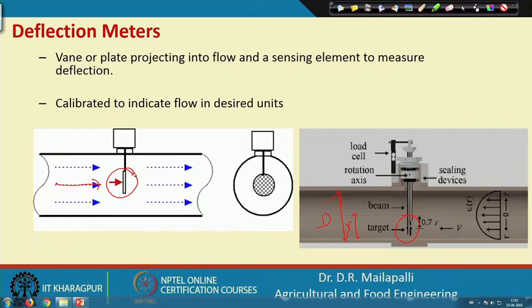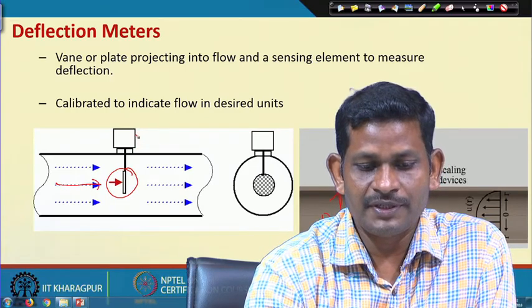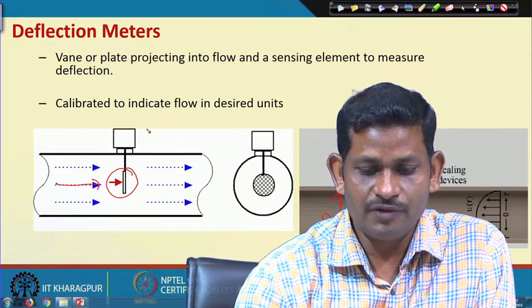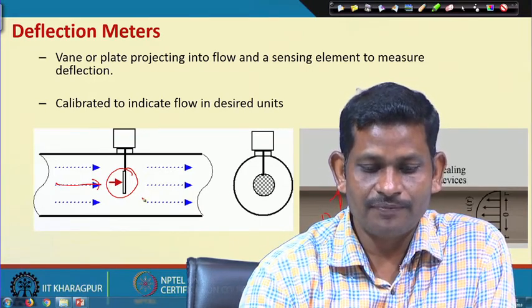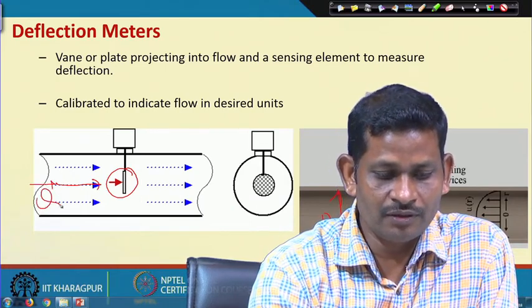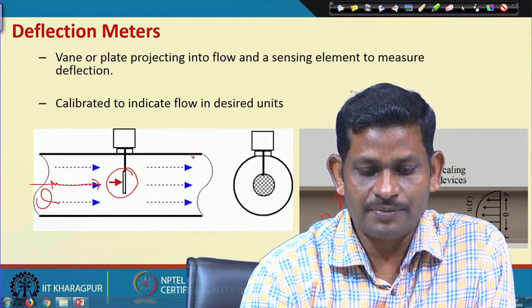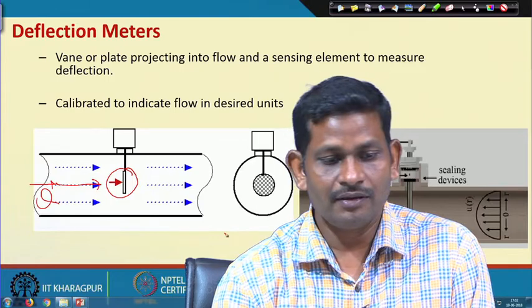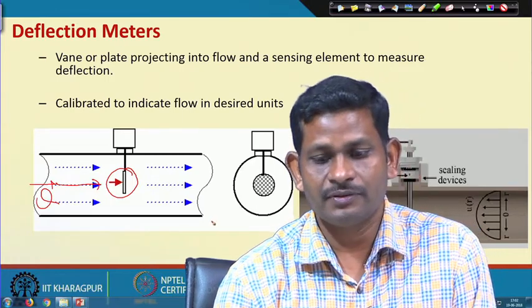So, more flow is going to deflect more compared to less flow. So, the deflection is basically captured in a voltage form. Okay. So, then the deflection versus the known Q, the amount of deflection is being captured and that is being calibrated, and finally, the deflection meter works for a particular flow rate using the calibration curve.